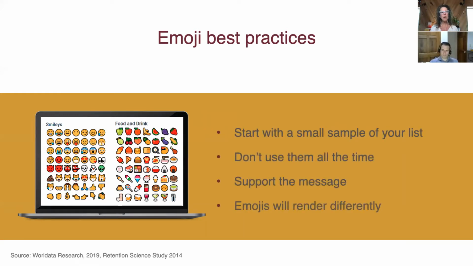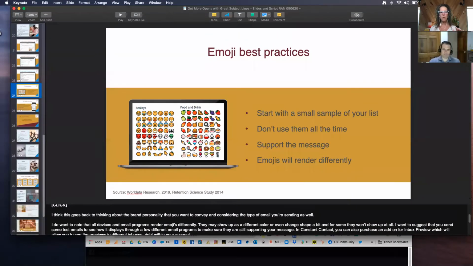So just start with a little sample of your list, and maybe it's people that you know that you can kind of say, hey, how did that show up? Do a little bit of work with your inner circle. Don't use them all the time. Make sure the emoji supports the message, and knowing that they're going to be different for everybody. So that is my digital marketing tip of the week.